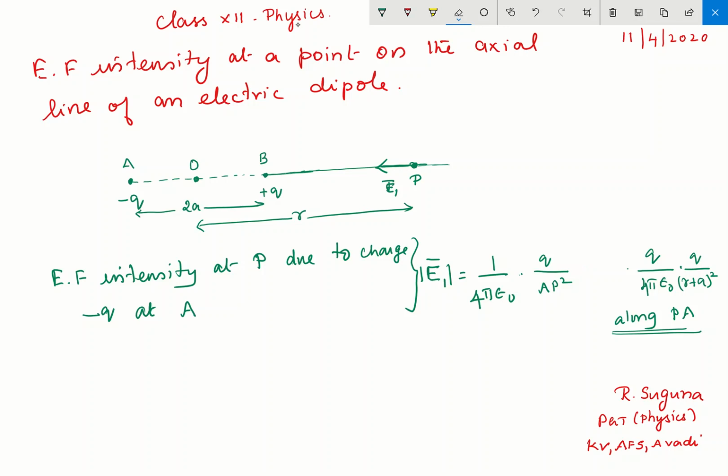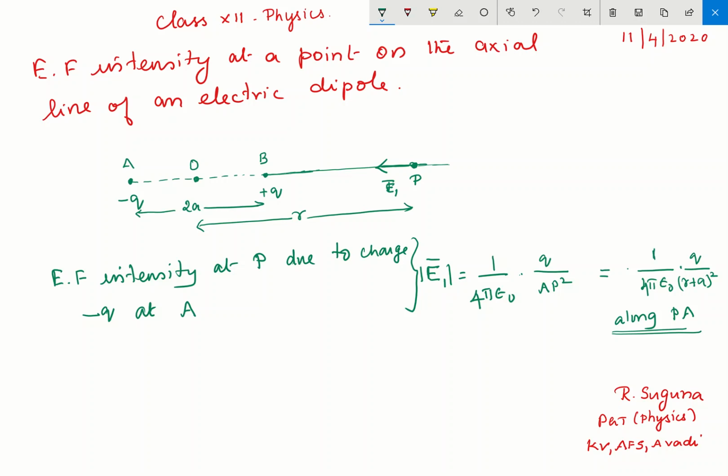Right. So, that is why that is equal to Q by 4 pi epsilon naught. It is 1. Very, very important. Okay. Therefore, E1 is 1 by 4 pi epsilon naught Q divided by R plus A the whole squared along PA.